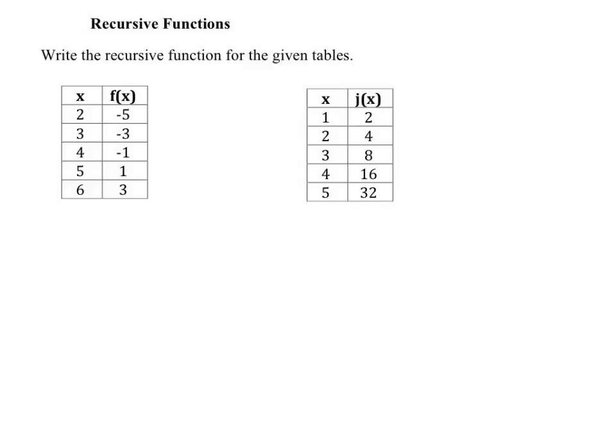In this lecture, we are going to be writing recursive functions given a table. So the most basic form of a recursive function is going to be f of x equals f of 0 when x equals 0, and then f of x minus 1 plus delta if x is greater than 0. So let's take a look at our first table.